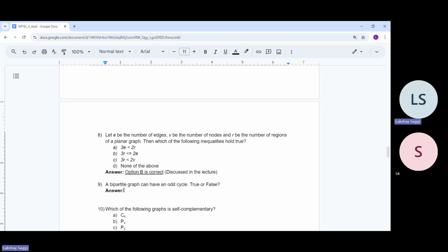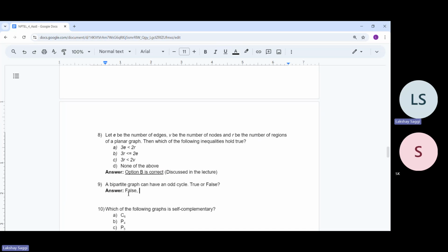Okay, so this question is asked: a bipartite graph can have an odd cycle. Is this true or false? This is actually false. We discussed this in last week's session also, that in a bipartite graph, all cycles are of even length.